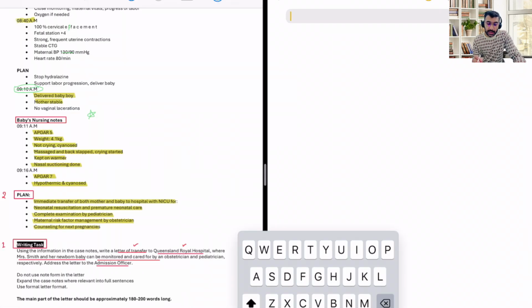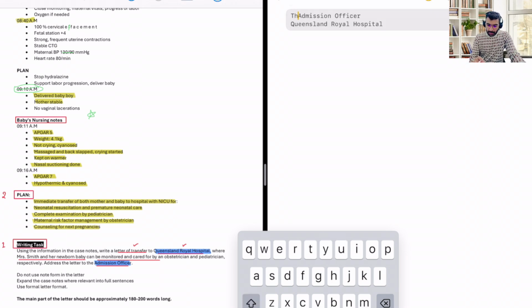So the first thing to write is the address. Your address is actually the admission officer at Queensland Royal Hospital. To the admission officer, and the hospital is Queensland Royal Hospital. So we will write the admission officer, Queensland Royal Hospital, in the address.